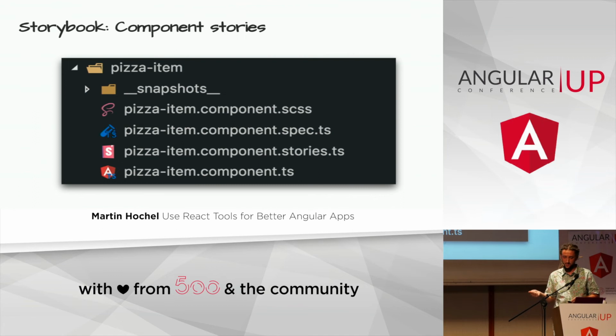And as an end game, this is how your component should look like, a real reusable component. There is the implementation, there are stories for Storybook, there are unit tests, styling, and snapshots if you're using Jest.